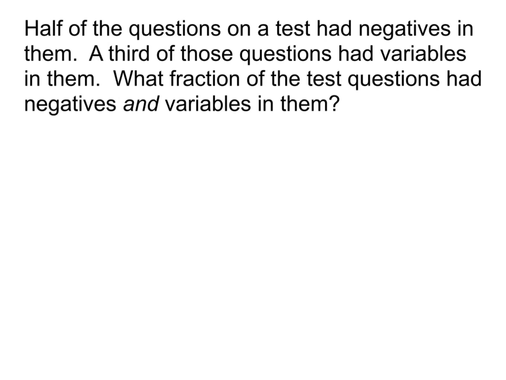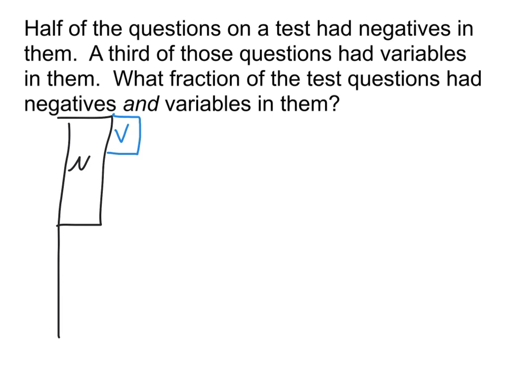So I'm going to just kind of represent this pictorially first. So we got a whole list of problems, and of those problems, half of them had the negatives in them. Now, of those problems that had negatives in them, 1/3 had variables in them. And so what I want to know then is what fraction of the whole is that grouping. In other words, that third of the half is how much?